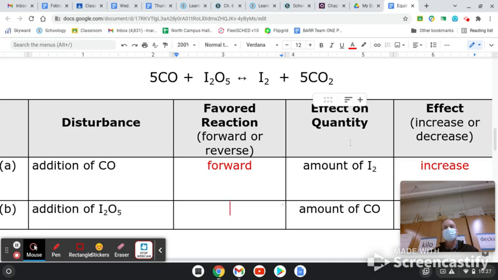How does it affect I2? Well, look where I2 is. It's over on the right side. So if I add CO, it's going to shift everything forward, and that'll result in more of whatever's on the right, and that I2 will increase as well.